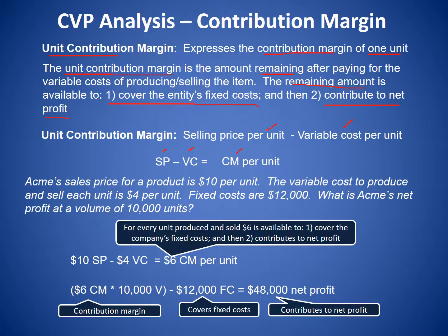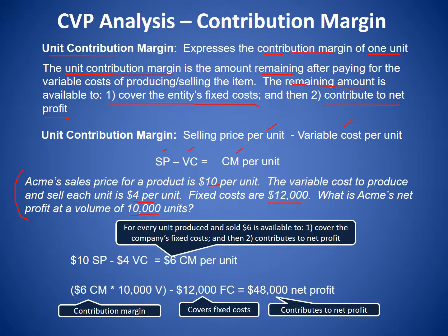Now let's illustrate the contribution margin calculation in action. Acme's sale price for a product is $10 a unit. The variable cost to produce and sell each unit is $4 a unit. Fixed costs for the company are $12,000. So what is Acme's net profit at a volume of 10,000 units? We can use the contribution margin in a cost volume profit equation and do the calculation.